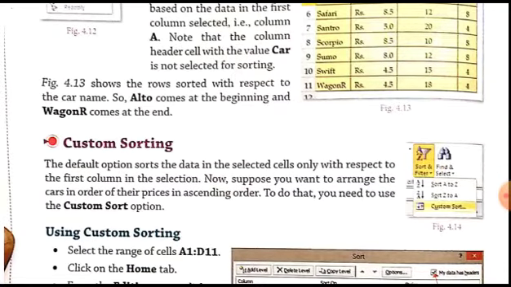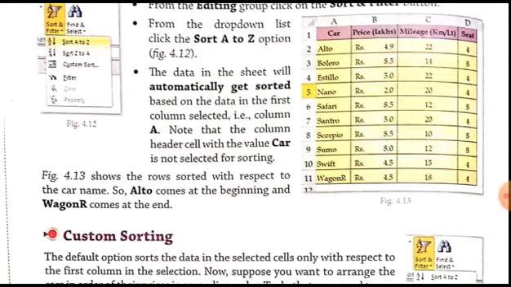In the case of default sorting, the default option sorts the data in the selected cells only with respect to the first column in the selection. Other columns are not considered for sorting. But in the case of custom sorting, if we choose the custom sort option, then we can sort all the rows in the selected range on the basis of any of the columns. We can use custom sort for sorting on the basis of price, mileage, and also the seat capacity.